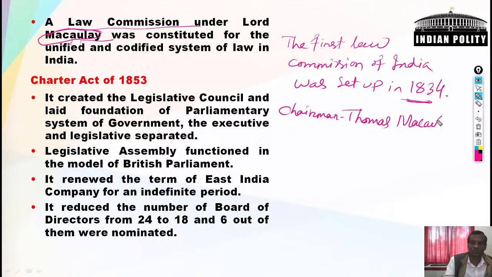That is also you have to keep in mind, because it sometimes comes in your questions. Who was the first chairperson of first law commission? That is Thomas Macaulay. Or when was the first law commission set up? That is 1834. Okay, now we'll move to Charter Act 1853. Are you getting my point or not?